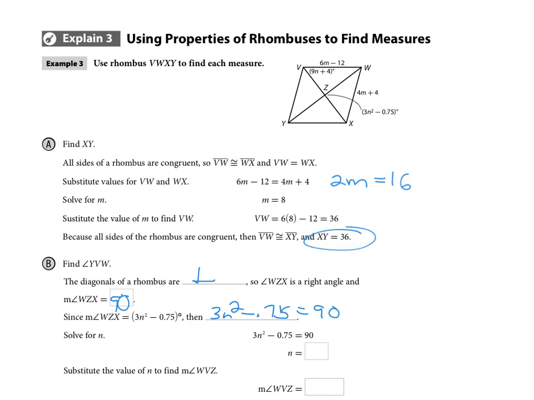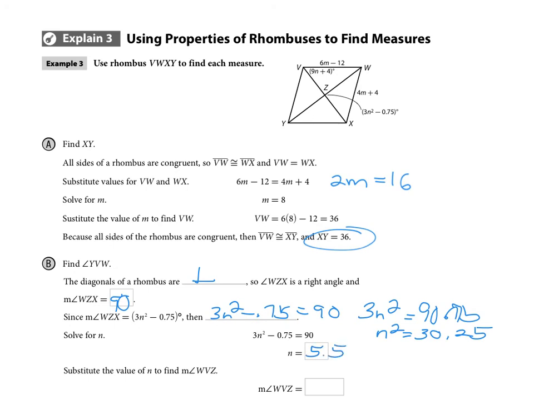And when I solve for n there, a couple steps off to the right, we get 3n squared is going to equal 90.75. And if we divide there, we get n squared equals 30.25. And if we take the square root, we get that n is 5.5.